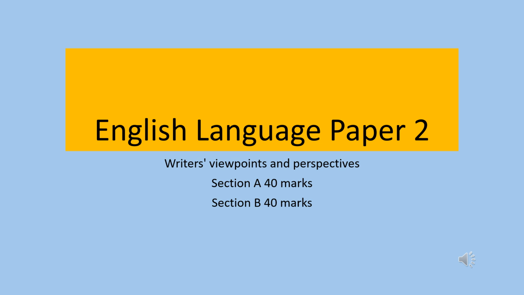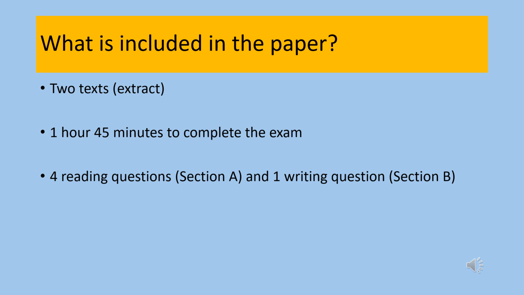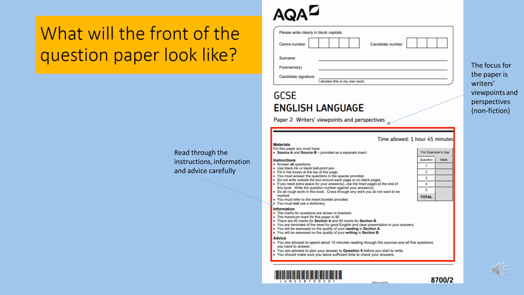You will have section A, which will be worth 40 marks, and section B, which is also worth 40 marks. Included in the paper are two non-fiction extracts. You will have 1 hour 45 minutes to complete the exam. In section A there'll be 4 reading questions, and in section B there'll be 1 writing question.